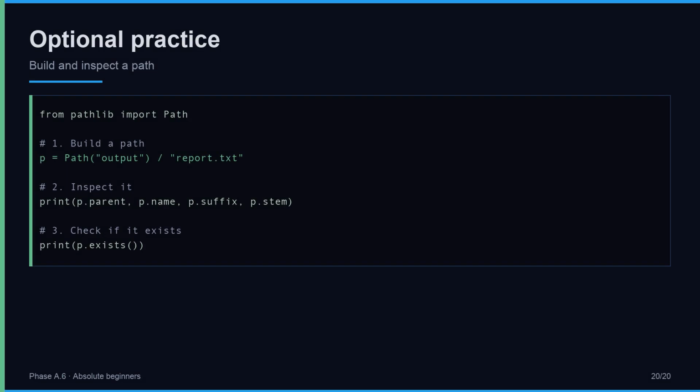If you want to lock this in, try this short exercise. Import Path, build a path to output/report.txt, and print its parent, name, suffix, and stem. Then check whether it exists. You should see output, report.txt, .txt, and report, and probably False for existence, because you have not created the file yet. Once that feels natural, you are ready for the next step.